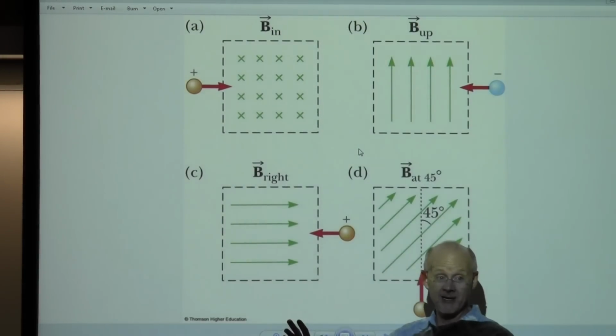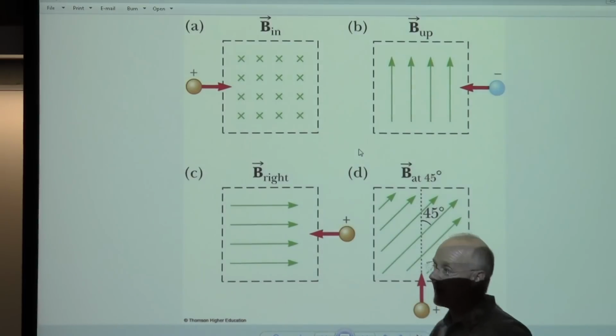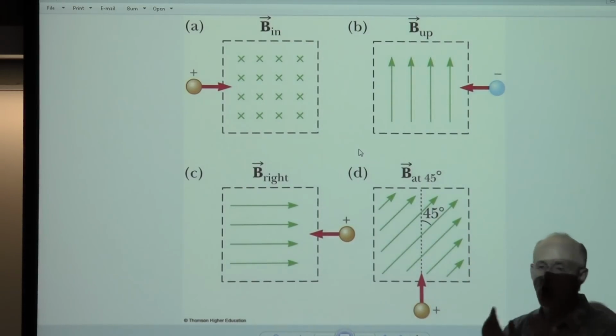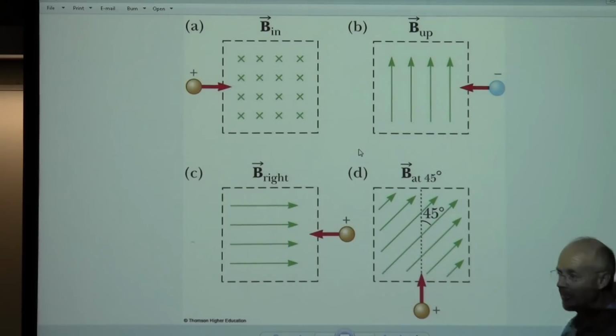no force. Why? Right, you might call it anti-parallel, you might call it sine of 180 degrees, or you just may say there is no motion perpendicular to the field. We only get a force when it's perpendicular to the field. And then finally D.